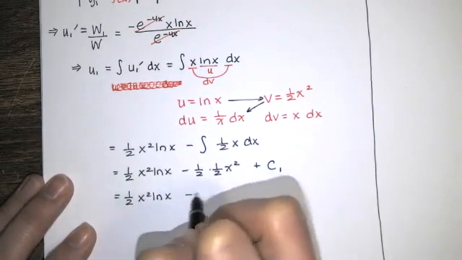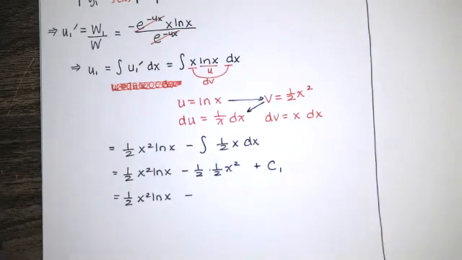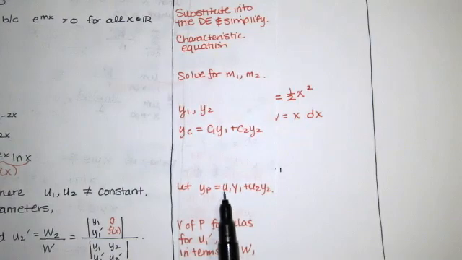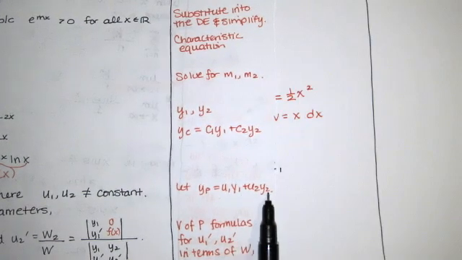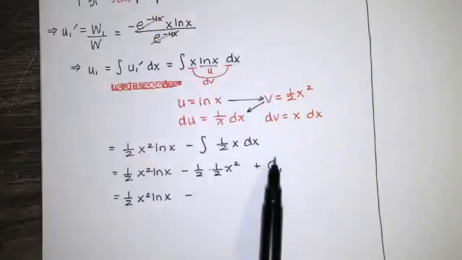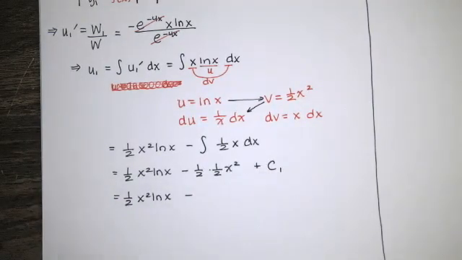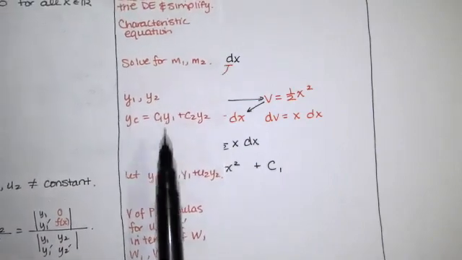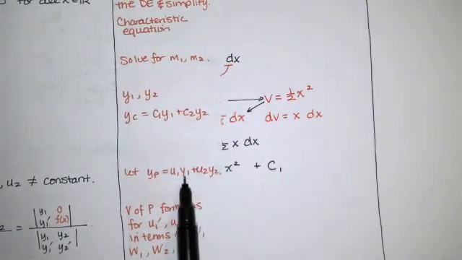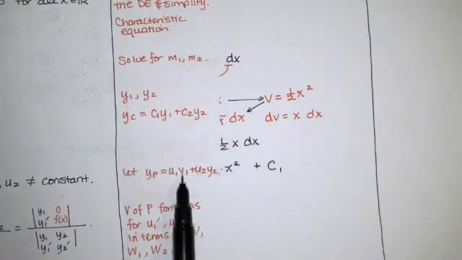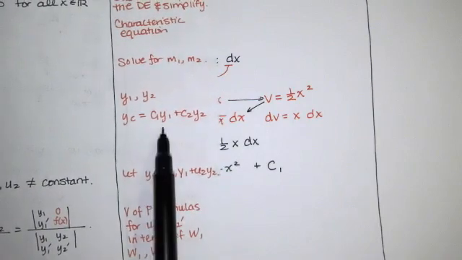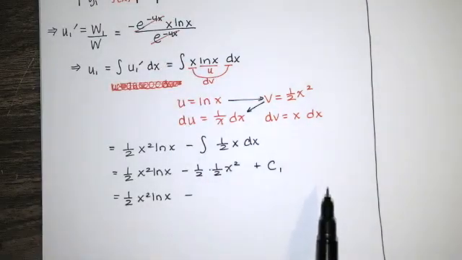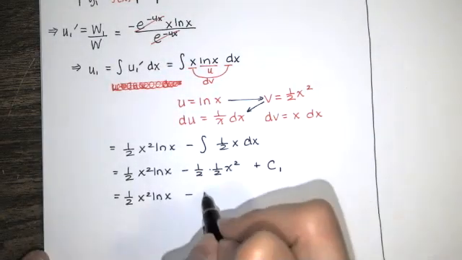Now remember, we're going to take this u1 and we're going to multiply by y1. That's y sub p. It's going to be u1 y1 plus u2 y2. But if I have a constant here and I distribute a y1 through that expression, I'd have a constant times y1 in here, and I don't really need a constant times y1 in here as a term in y sub p, because I already have a constant times y1 in y sub c. So I will let this c be 0.